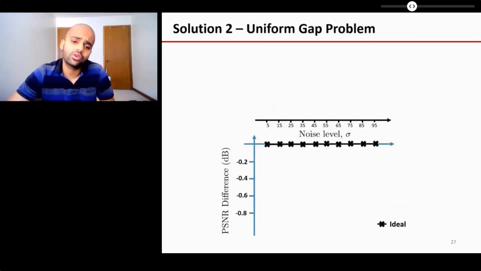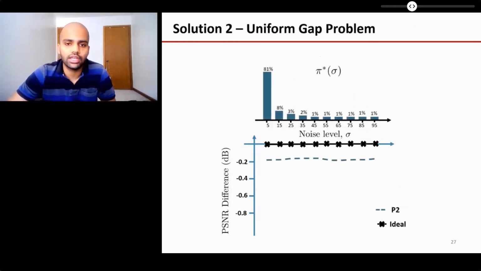With that, let us go into our second solution. As I've already noted, there is only one solution for this, and the distribution looks like this. The corresponding PSNR difference curve is looking like this. You can see that the difference is fairly uniform across all the noise levels, at about 0.2 dB.